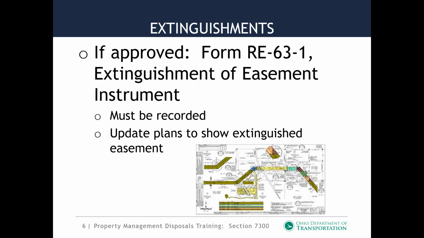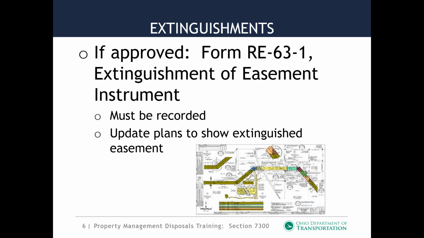After all necessary approvals have been attained, both in-house and external, the district will prepare and record the Form RE 63-1, Extinguishment of an Easement Instrument. It is a very straightforward instrument and looks very similar to the other disposal instruments. District shall retain a copy of the recorded instrument in the disposal file. The district will also indicate and note the extinguished easement on the right-of-way plans. Okay, that's all for our easement part.